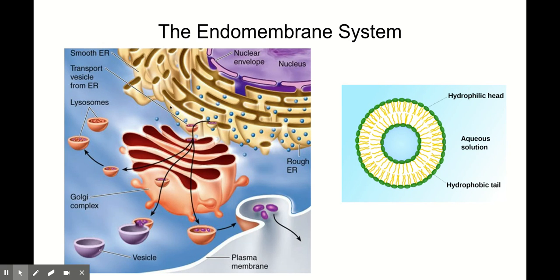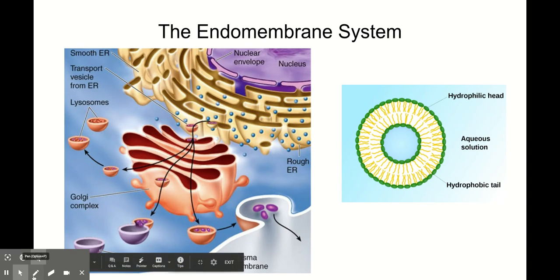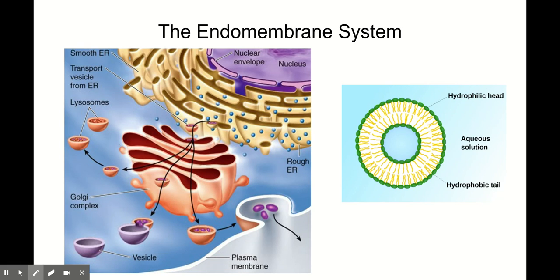So what I started this morning talking about was the endomembrane system. And I showed you this particular slide where the endomembrane system is composed of several different organelles in eukaryotic cells working together in a system.